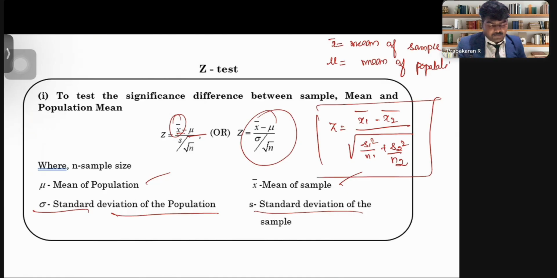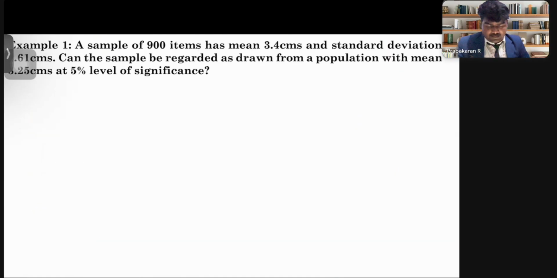Now we'll enter into the problem without further delay. First, read the question and try to understand it. If you read the question at least twice, then only can you get a better understanding of it. From the first line itself, you can guess which test we need to apply.